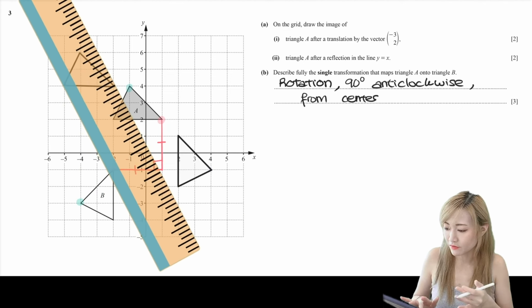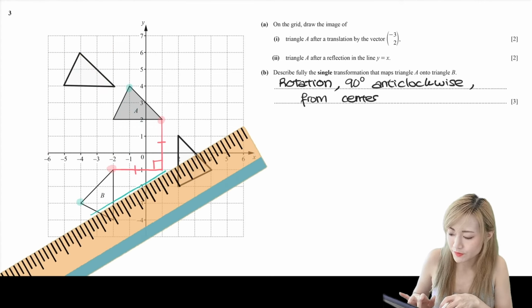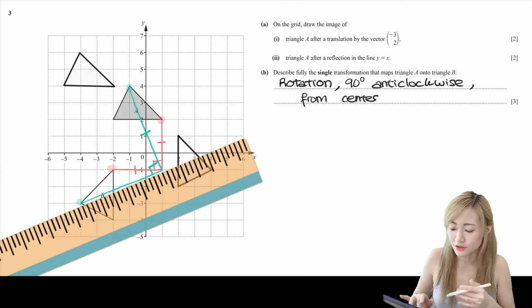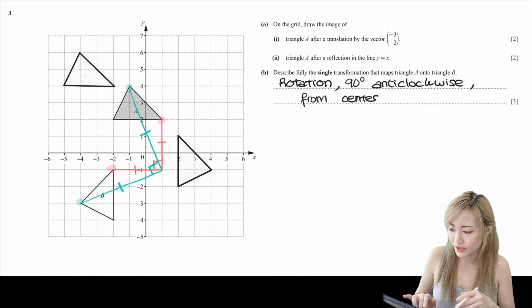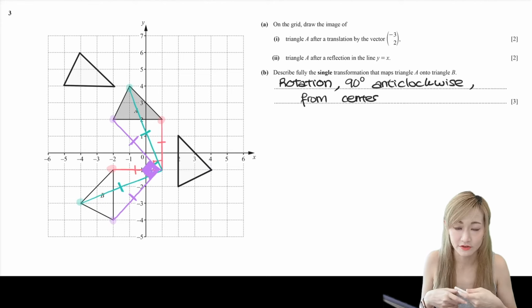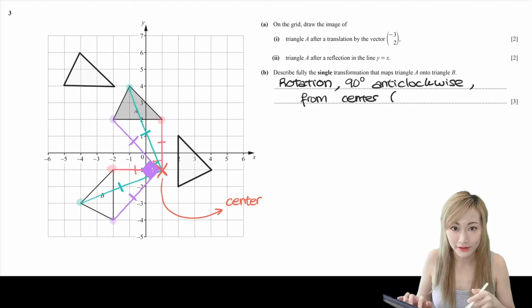So if you try it for this point and draw the lines from that point to the center and from its corresponding point to the center, you can see that again, it makes a right angle and it's also the same distance. And we can also do this for the last one. And again, it also makes a right angle and the distance is the same. So that's definitely the center of rotation. So the center of rotation is right there. And the center of rotation is 1, -1.